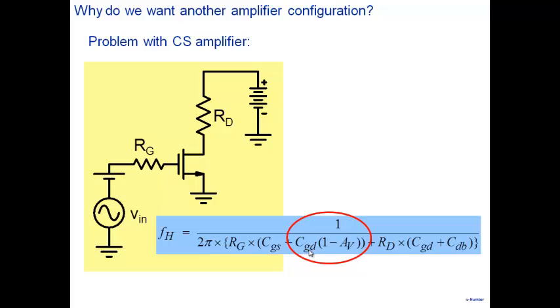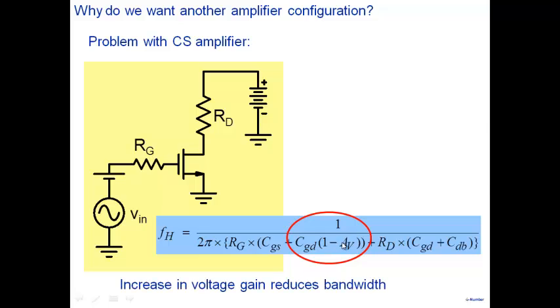The gate to drain capacitance gets multiplied by the gain of the amplifier. So note that as we build up larger and larger gain, this capacitance becomes larger and larger. So what we are looking for is a stage which doesn't suffer from this particular problem.